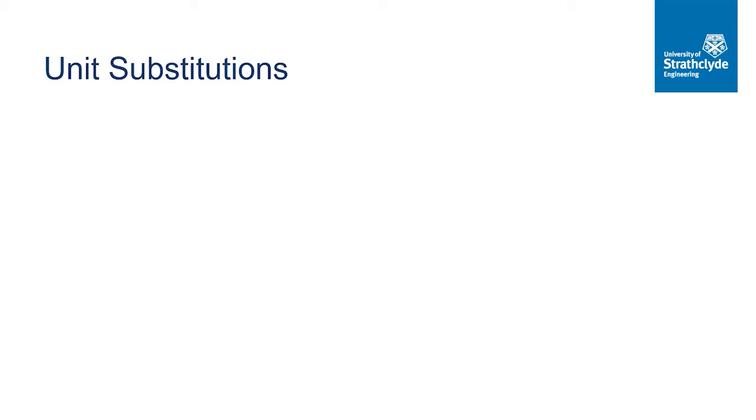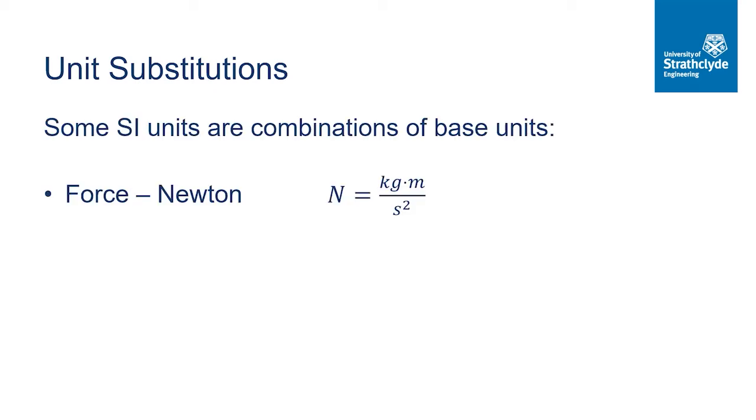So some SI units are actually combinations of base units. Those base units we discussed earlier can give rise to other, more complex units. For example, we've got force, which is measured in the unit of newtons. Now, newtons is the SI standard for force. Nevertheless, it is based on the base units that we've discussed. So all our units will always reduce down to a form of the base units. So newtons, for example, are simply kilogram meters per second squared.